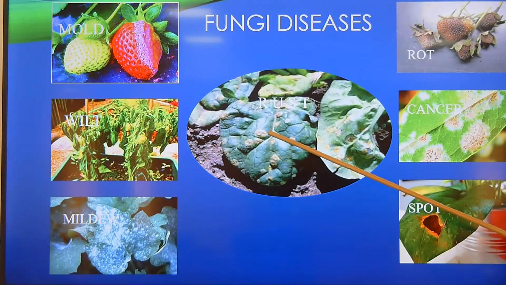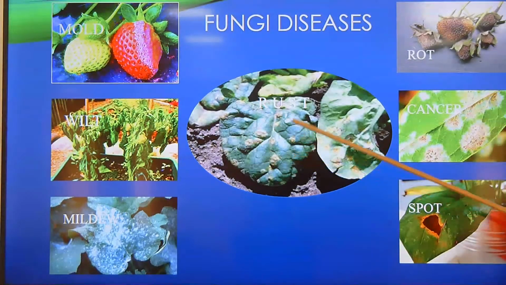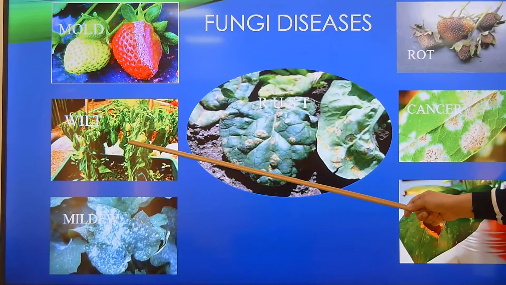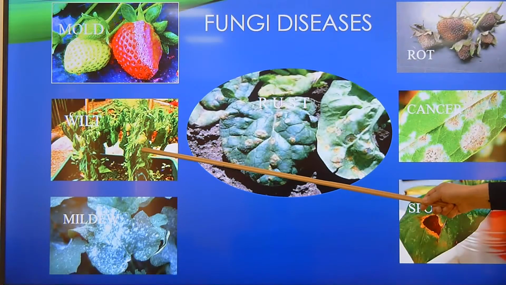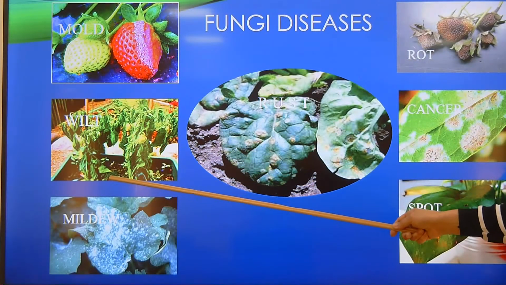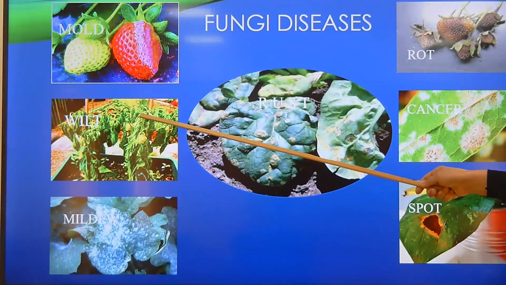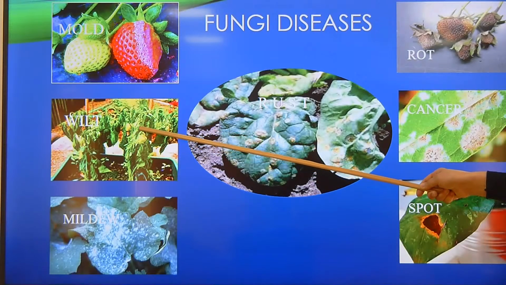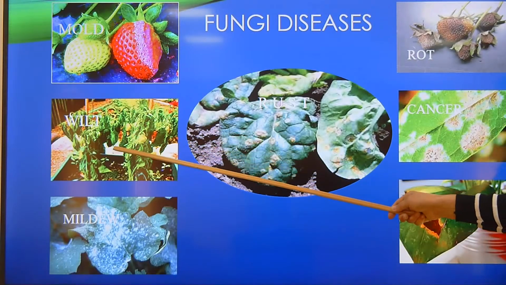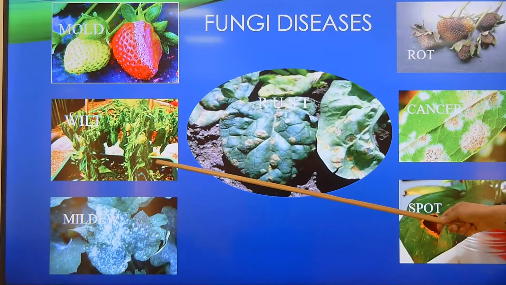Next one, rust. Rust is a fungal disease that attacks roses, daylilies, beans, tomatoes, and other plants. Its symptoms appear primarily on the surface of the leaf. Wilt. Wilt, you see more wilting plants everywhere. Wilting is a loss of freshness. In this disease, no matter how much water you put on the plant, it doesn't live.